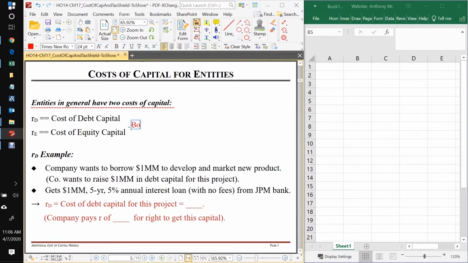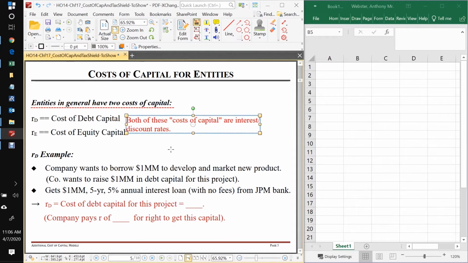So the key thing here is that both of these costs of capital are interest or discount rates. Okay, so even though we say cost of capital, we're always talking about an interest rate for debt, or an interest rate or discount rate for equity.